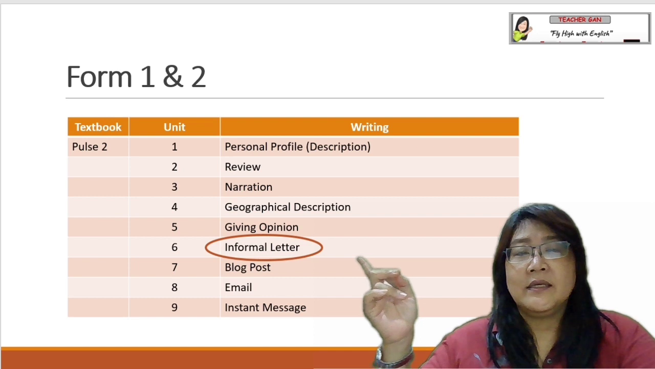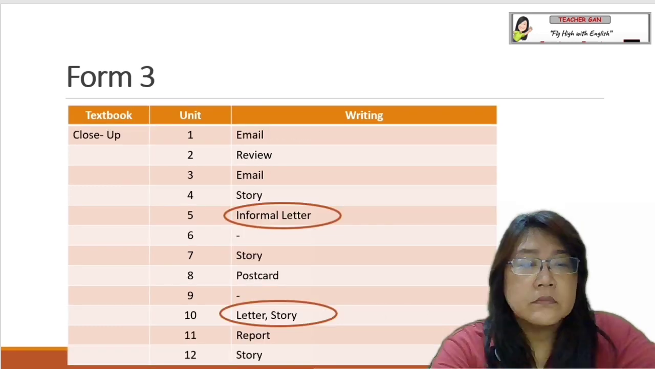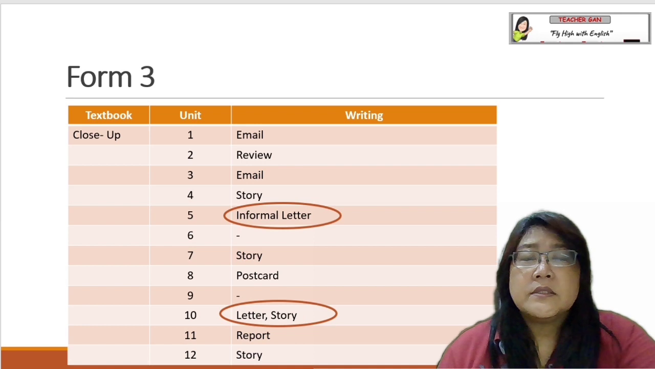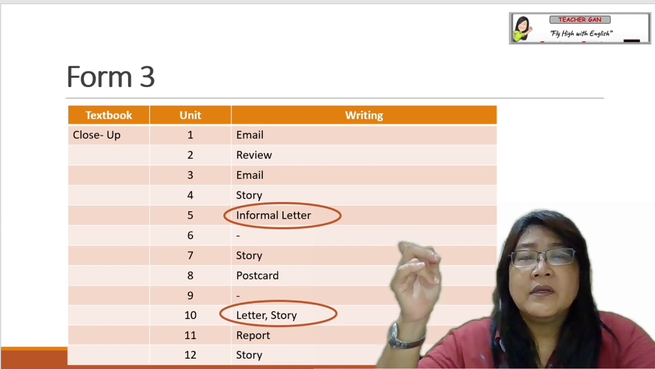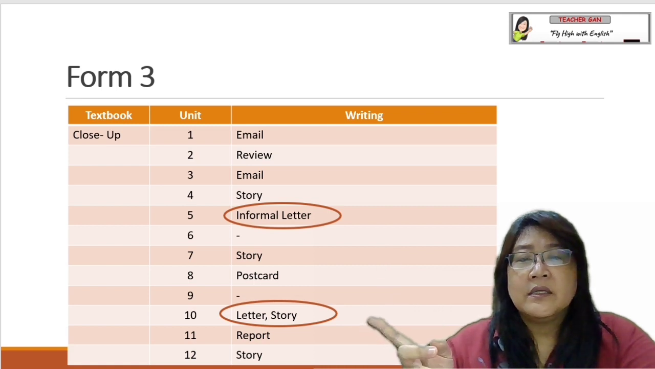Let's look at your Form 1 and Form 2 textbook, which is Pt3, and you can see here, this is the informal letter that you learned in Unit 6. So that is in your Form 2. And this is for your Form 3. You can see that in Unit 5 here, there is another informal letter in your Close-Up textbook, and again another one will be here. In Unit 10 is a letter or a story.